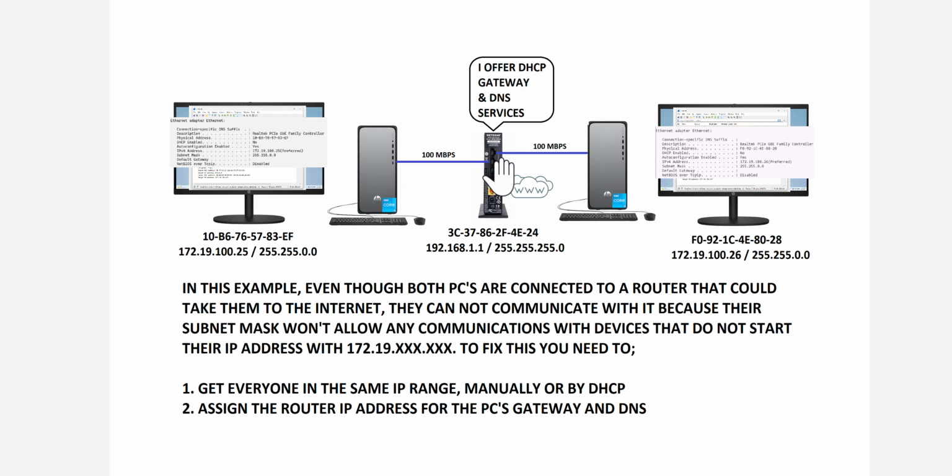And even if they did have the right IP address, if this router was set to 172.19, they still wouldn't have any luck because they didn't have that IP address assigned in their default gateway or DNS server, so they'd be out of luck that way as well. So just because you're connected to something doesn't mean you can actually talk to it, and that's a huge fundamental concept to realize.